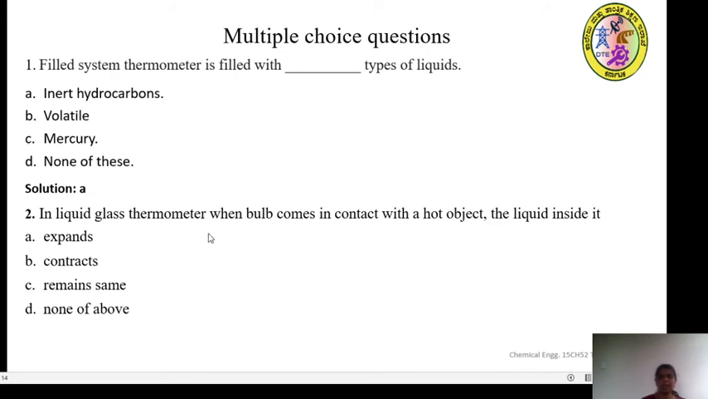Second one, in the liquid glass thermometer, when the bulb comes in contact with the object, the liquid inside it expands, contracts, remains same, none of the above. It's very easy, no? Recall. Are you getting the answer? The answer is expands, because it is a liquid filled thermometer. It works on the property of expansion with a change in temperature.